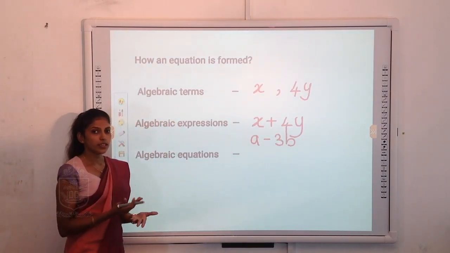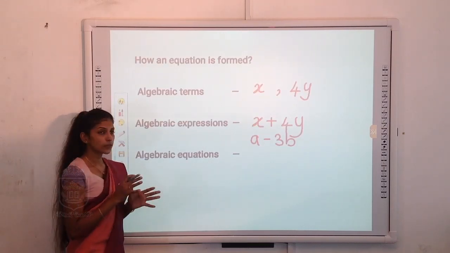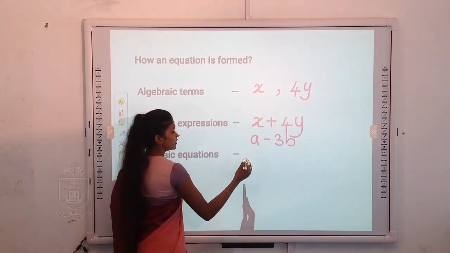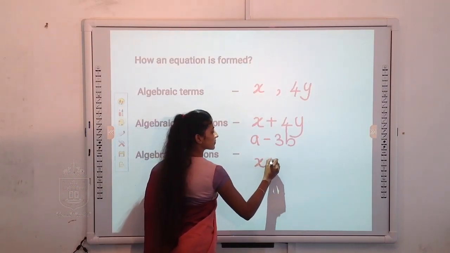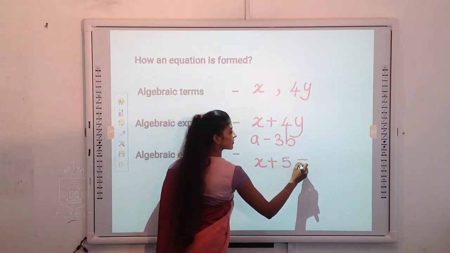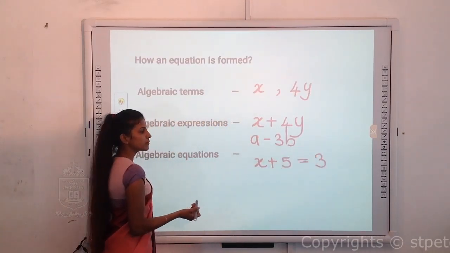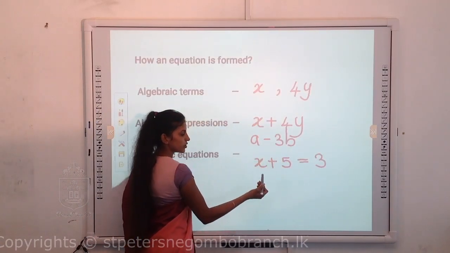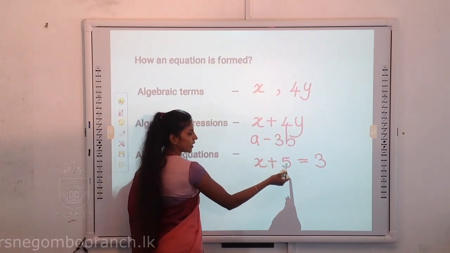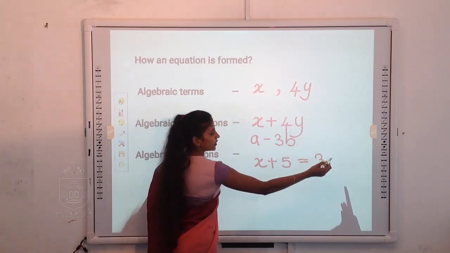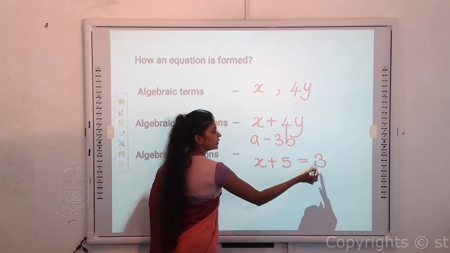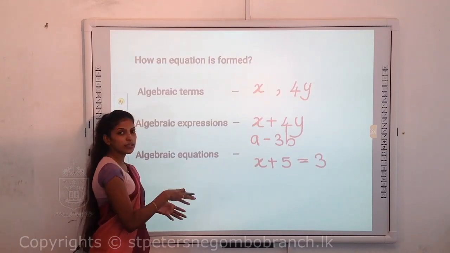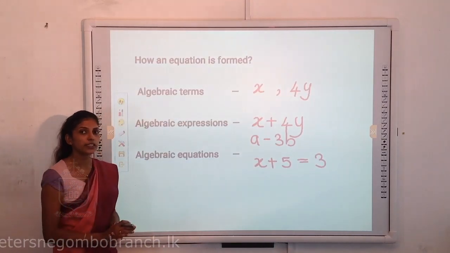An algebraic equation means expressions joined with an equal mark. So for example, let's see this equation: x plus 5 equals 3. x plus 5 is an expression where you have one term x, the other term with a number 5, and on the other side you have 3. Now they are linked with the equal mark. So this is what we call an equation. Expressions connected with the equal mark can be defined as an equation.